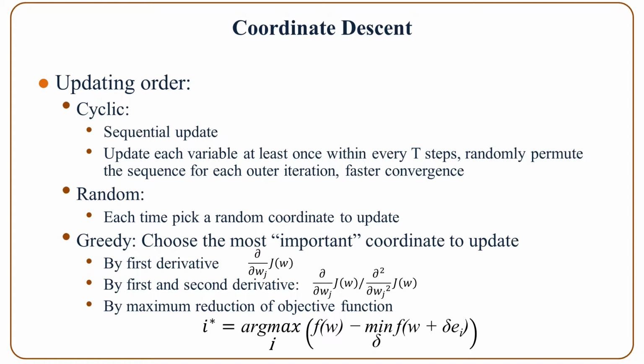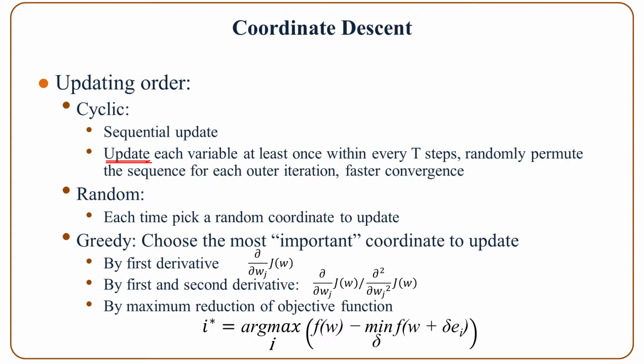Updating order. There are three types of updating orders. Cyclic updating order can be sequential update, meaning update variable 1, variable 2, variable 3, etc. Or we update each variable at least once within every t steps and randomly permute the sequence. This is actually in practice converges faster.